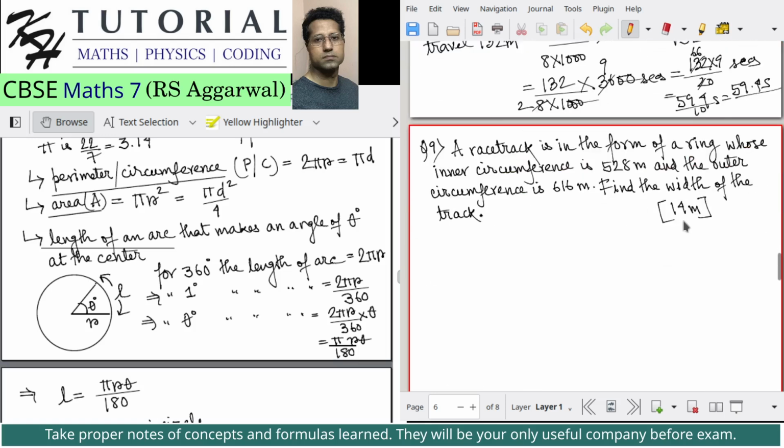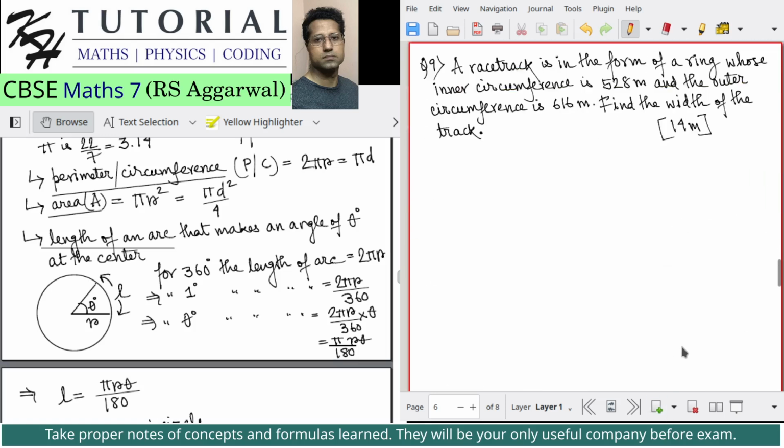Okay, let's see the next problem. Question number 9. A racetrack is in the form of a ring whose inner circumference is 528 meter and the outer circumference is 616 meter. Find the width of the track.